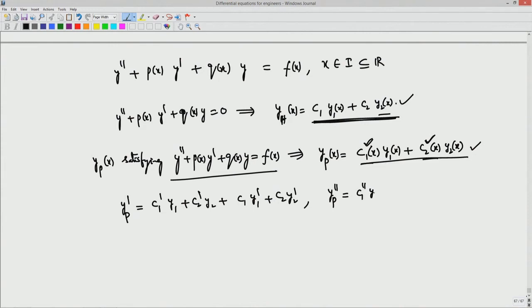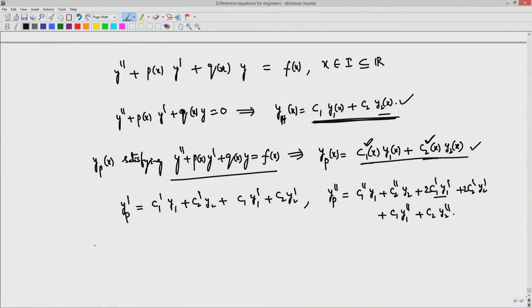C1 double dash y1 plus C2 double dash y2 plus C1 dash y1 dash plus C2 dash y2 dash. I have to integrate this also, that will give me C1 y1 double dash plus C2 y2 double dash plus, I have to differentiate C1 and C2 also. So C1 dash y1 dash plus C2 dash y2 dash. These are common, this one and this one you can combine, so you can make it 2. So I remove this. Same way this also I can remove and put it here as 2. So this is what is your yp double dash.